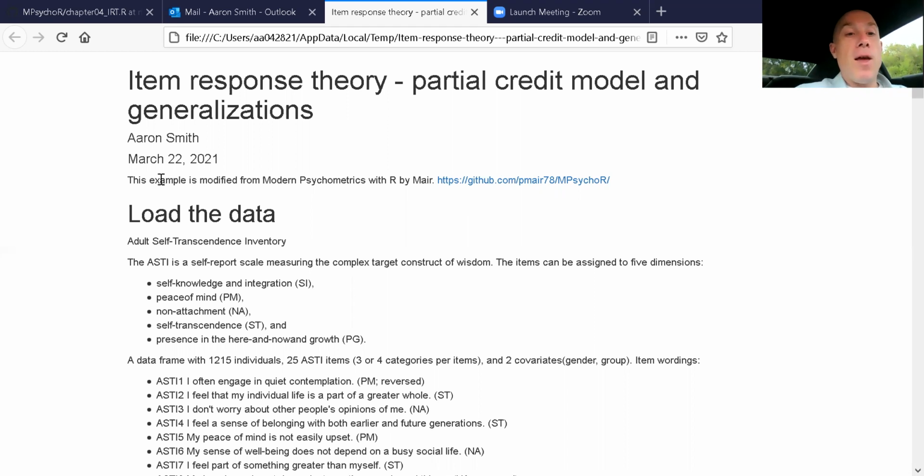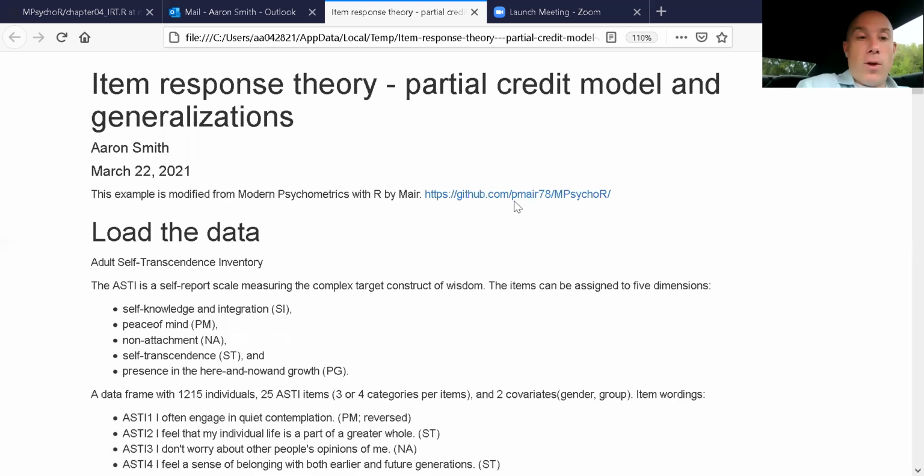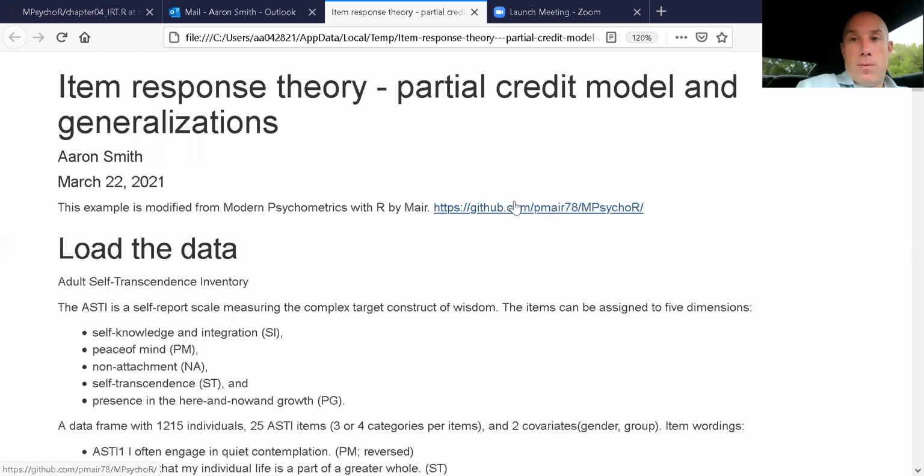Now, this example is modified from Modern Psychometrics with R by Mair. Here's the GitHub website for the code. There we go, just zooming in a little bit.